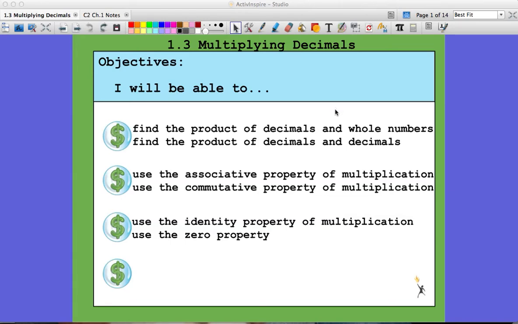Welcome to Lesson 1-3, Multiplying Decimals. Today we're going to talk about how to find the product of decimals and whole numbers, decimals and decimals, how to use the associative property of multiplication, the commutative property of multiplication, the identity property of multiplication, and the zero property.